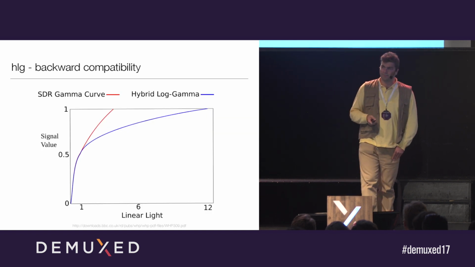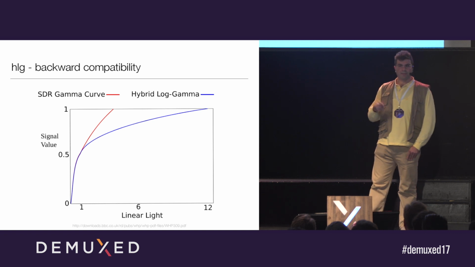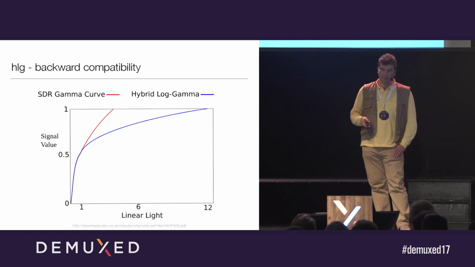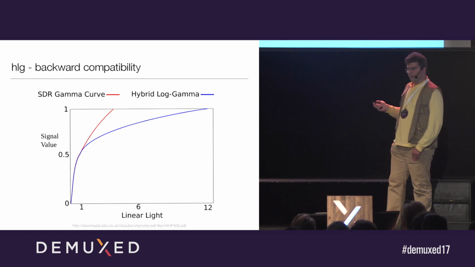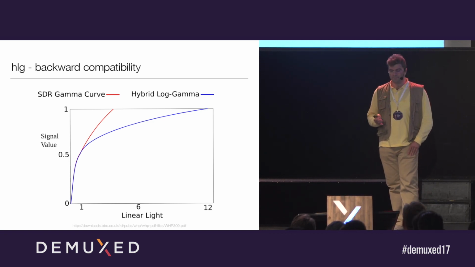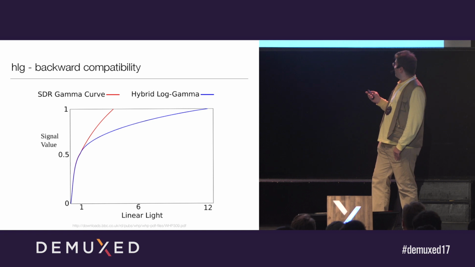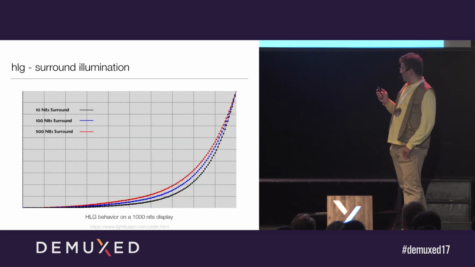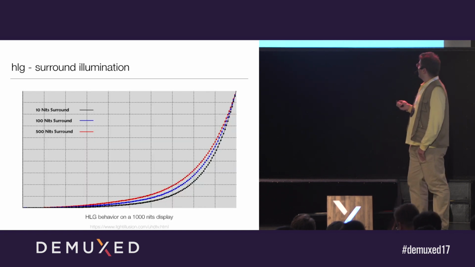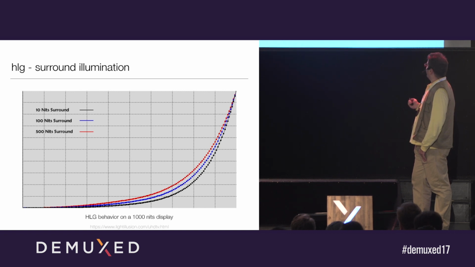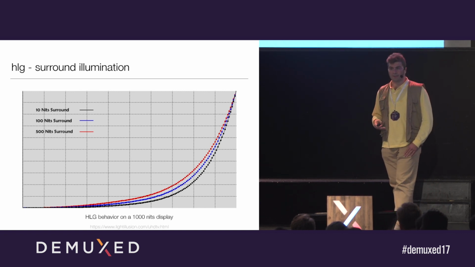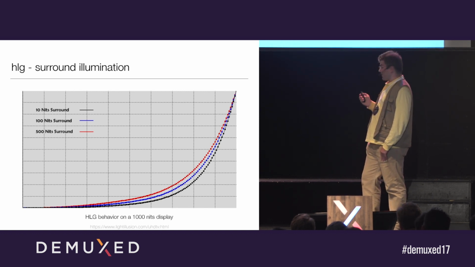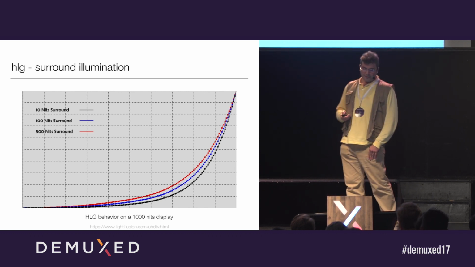This is the signal response of a BT.709 and HLG signal. We can see that in the initial part they match, I think for about 60%. And then, with the surround illumination, we can see different behavior of HLG at different luminance of the room where the television is being played.